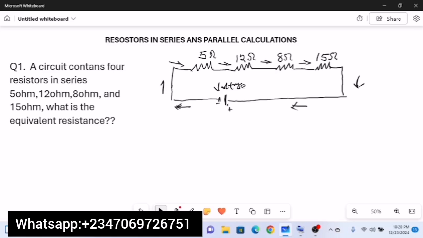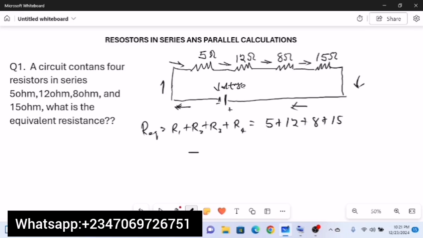Now when resistors are in series, their equivalent resistance is simply the sum of all the resistances in series. So in this case, since we have 4 resistors in series, the equivalent resistance, R equivalent, is going to be equal to the sum of the individual resistances, R1 plus R2 plus R3 plus R4, up to the total number of resistances connected in series. So in this case, we have 5 ohms plus 12 ohms plus 8 ohms plus 15 ohms.